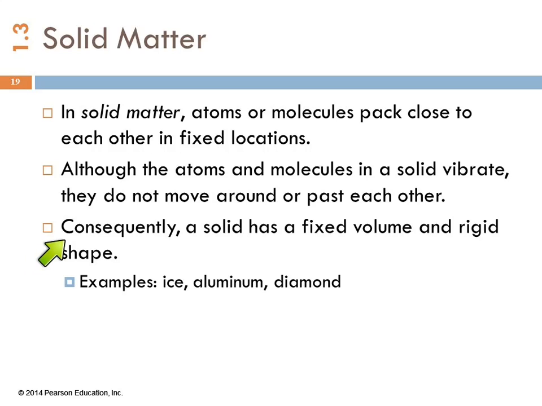Solids have fixed volumes and rigid shapes because of how the particles are moving. They don't move past each other, so the shape doesn't change. They're very close together, and so the volume is fixed. It's the same. So there's a couple examples of solids.